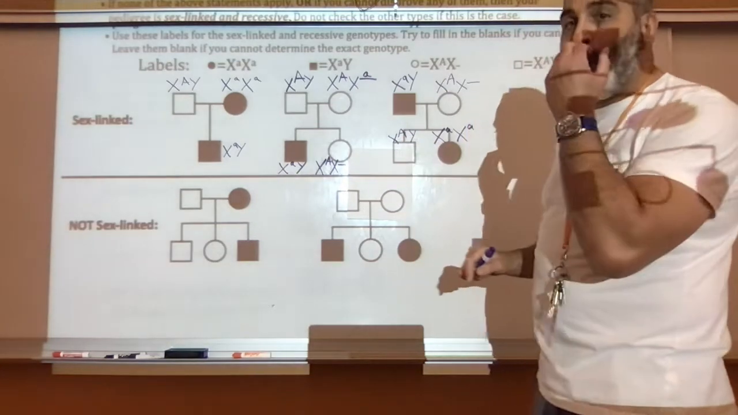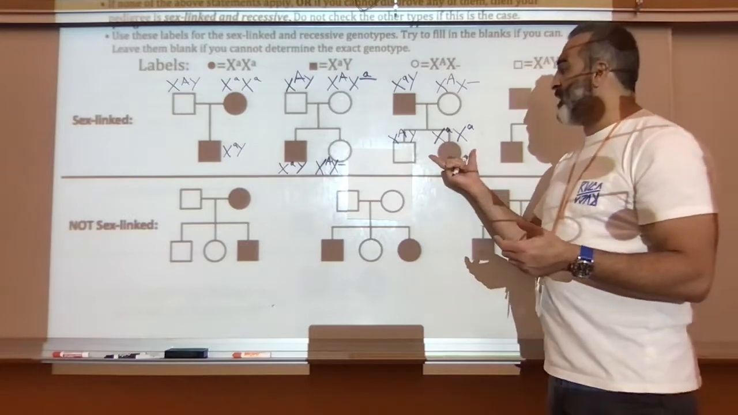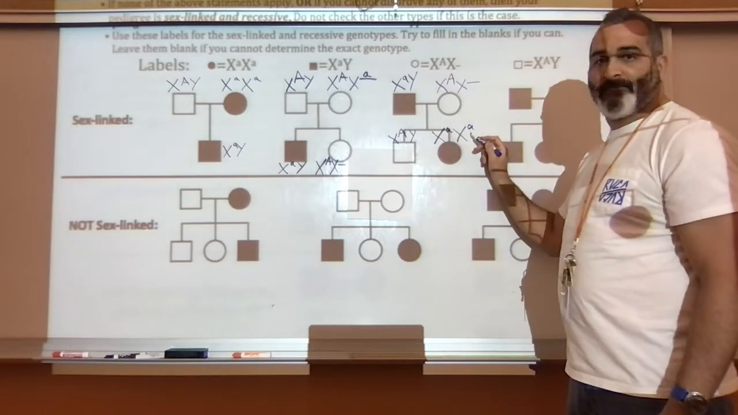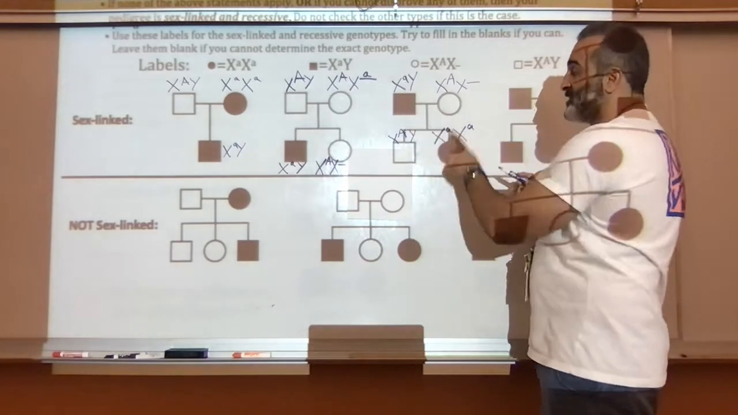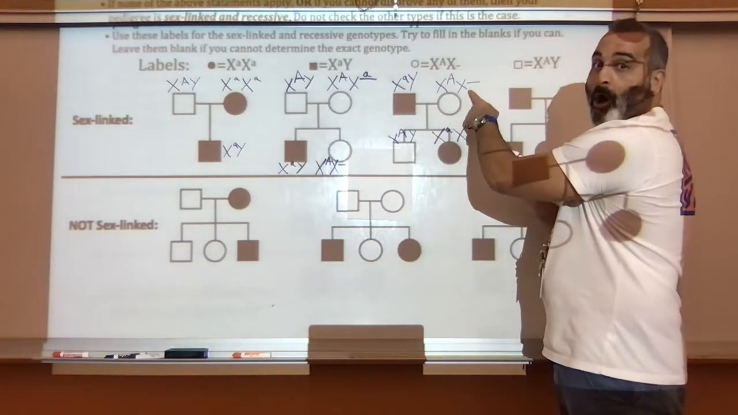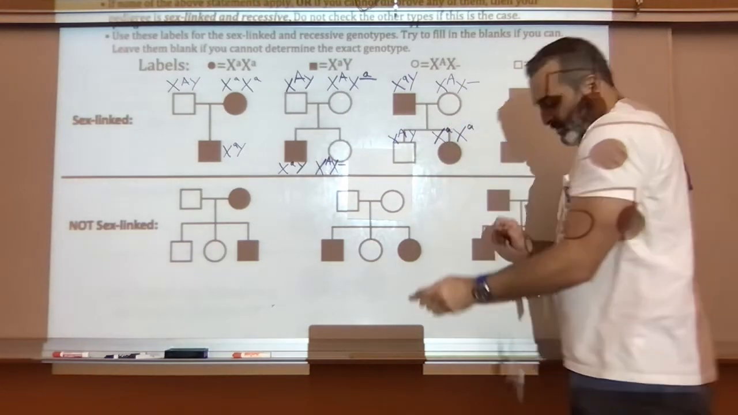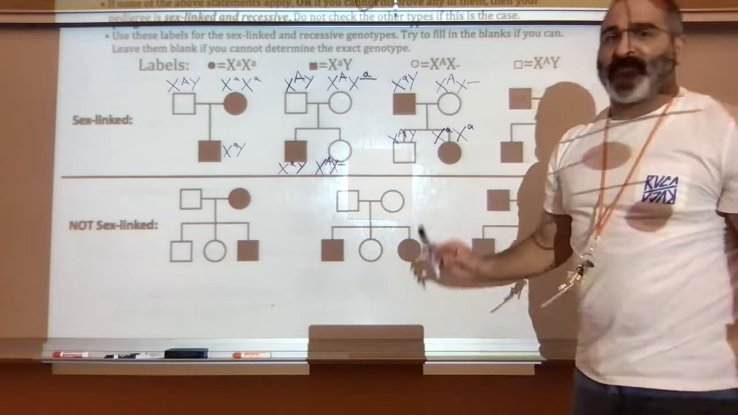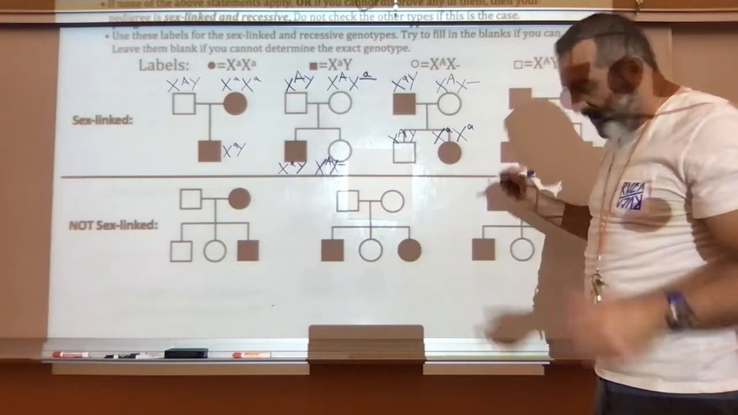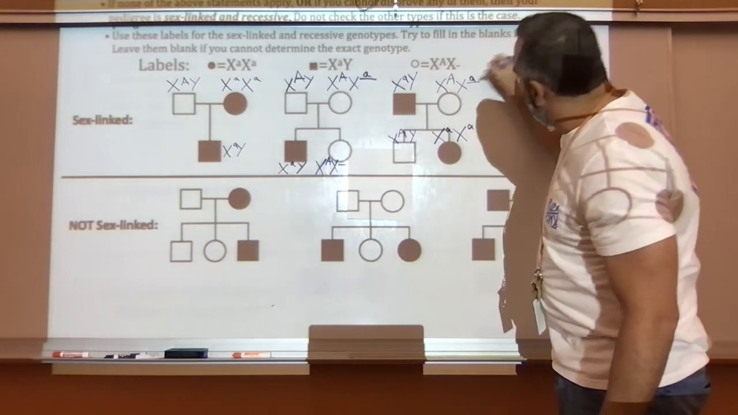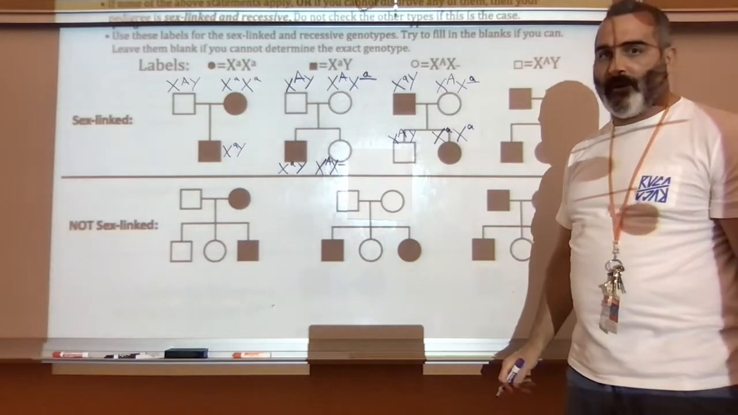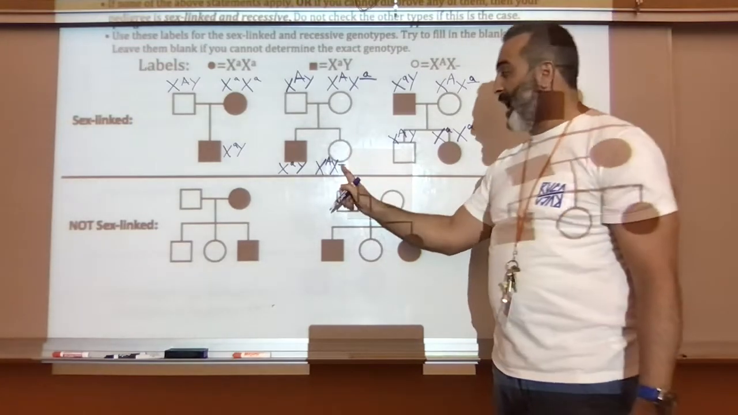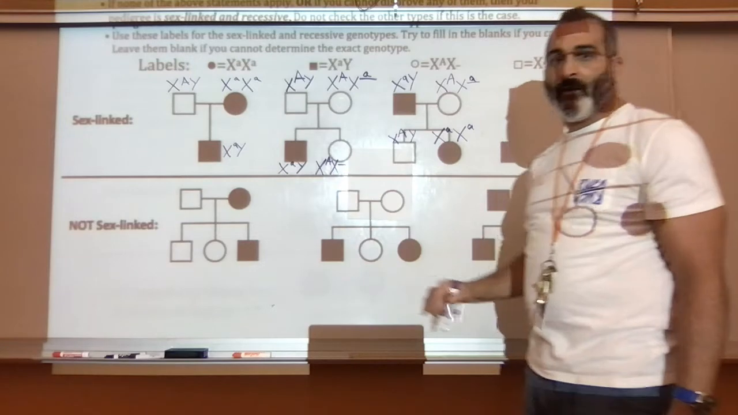All right. Now, let's look at this female here. X, small a, X, small a. Dad gave an X with a small a. That means mom has to have a small a to give her child. Okay. So there's a small a right there also. All right. So far, we've had one blank so far. This one right here.